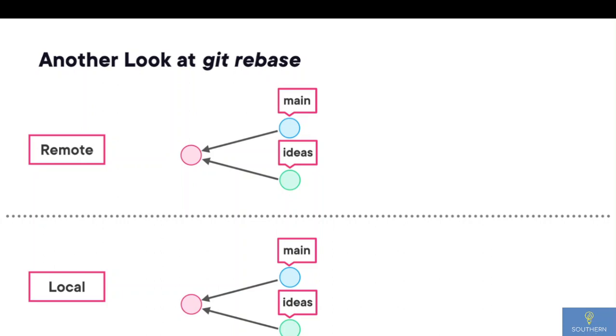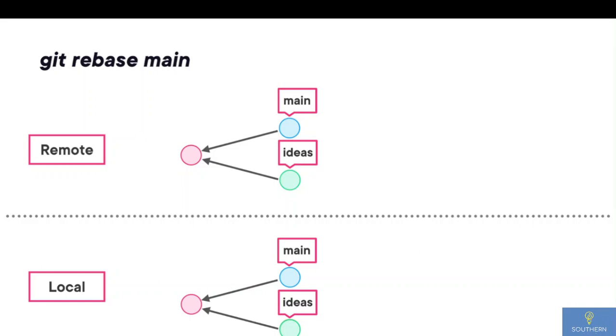Say that we have this repo freshly cloned with two branches that are both tracking branches on the remote. I didn't draw the remote branches in this diagram, they are not necessary for this explanation. Just know that we are working on the ideas branch, and we decide that we want the changes from main into ideas. You know that we can do that with either a merge or a rebase. Let's try the rebase this time.